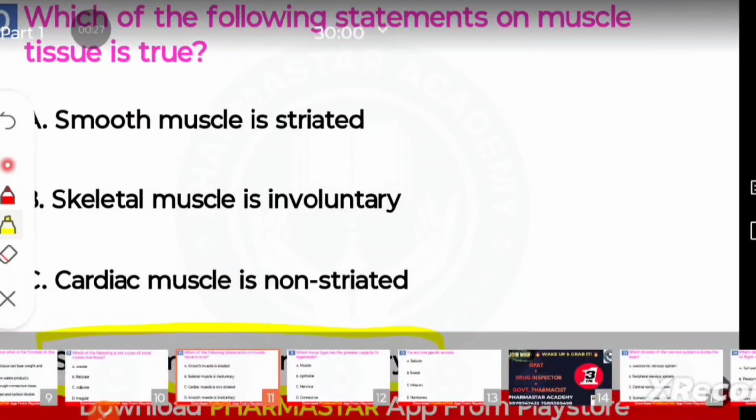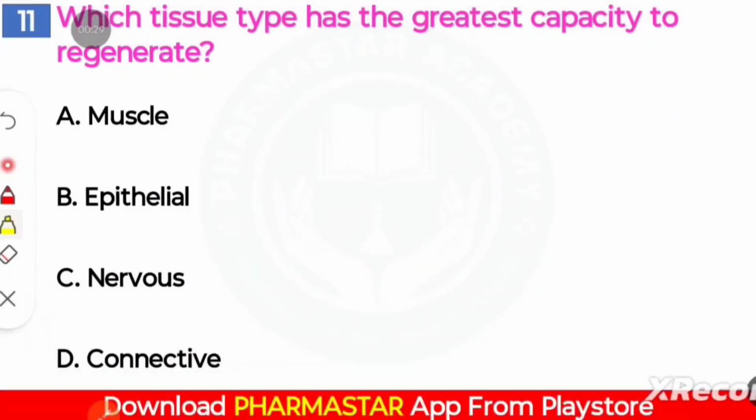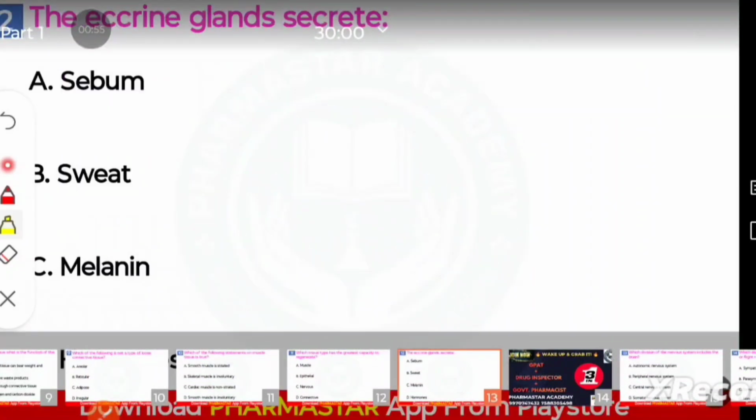Okay. Next question. Which tissue type has the greatest capacity to regenerate? Option A. Muscle, B. Epithelial, C. Nervous, D. Connective. The correct answer is option B. Epithelial tissue has the greatest capacity to regenerate in the human body because its cells divide rapidly and are supported by an abundance of stem cells. It constantly replaces surface linings. Option B is the correct answer.